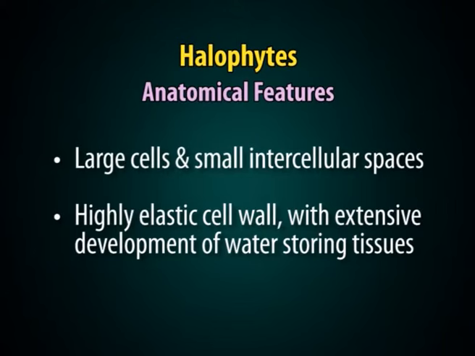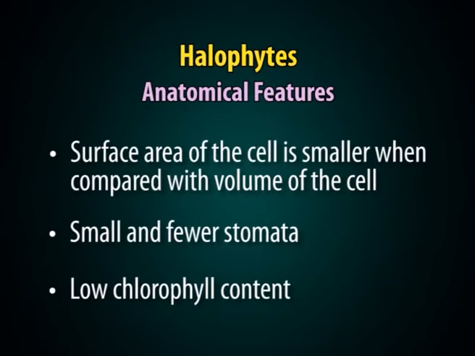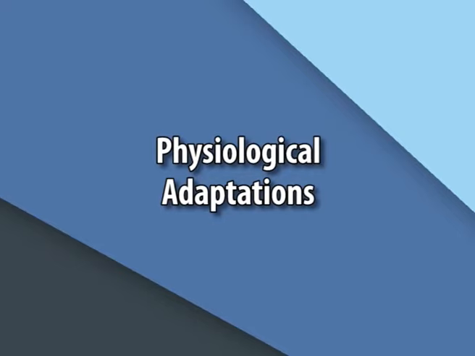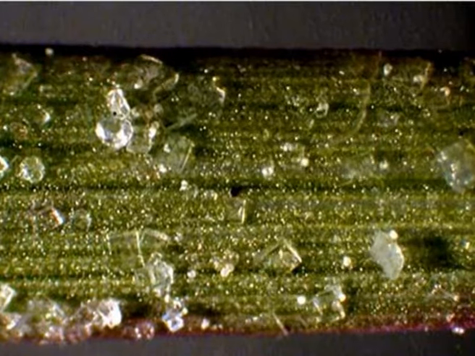Anatomical features. Halophytes have large cells and small intercellular spaces. The cell wall is highly elastic with extensive development of water storing tissues. The surface area of the cell is smaller when compared with the volume of the cell. Halophytes have small and fewer stomata and low chlorophyll content. Physiological adaptations. Halophytes show high transpiration rates. They are likely to show exudation of sap that contains dissolved salts and develop many shallow absorbing roots.